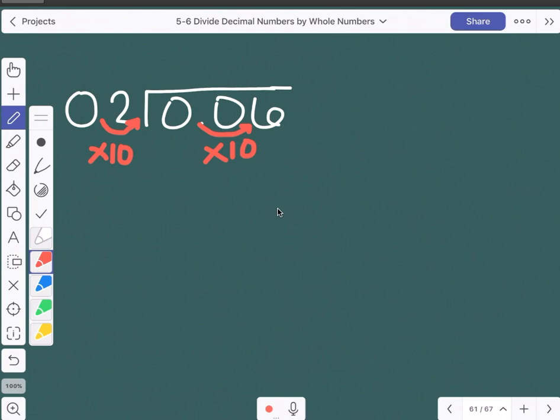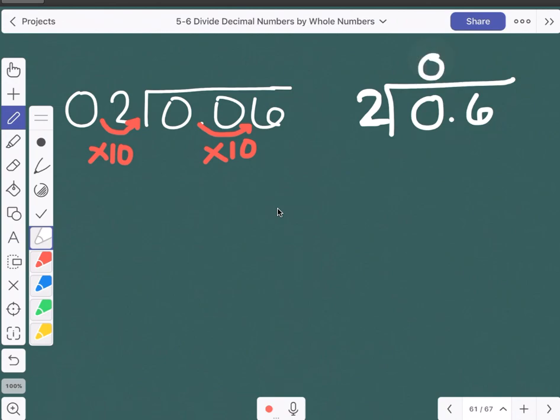So now I'm going to rewrite it just to make my life easier. So now I have a 2 as my divisor, and I have 6/10ths as my dividend. Everything just moved over one place. Okay. Now I'm ready to divide because I don't have a decimal in my divisor. So I'm going to ask myself, how many times does 2 go into 0? Well, it goes into 0 0 times.